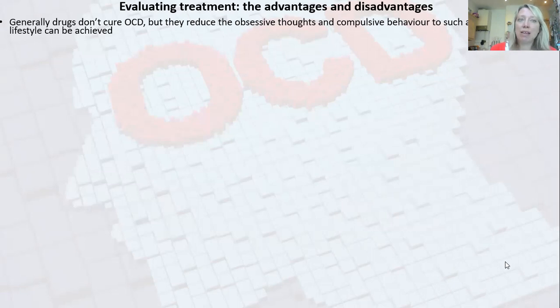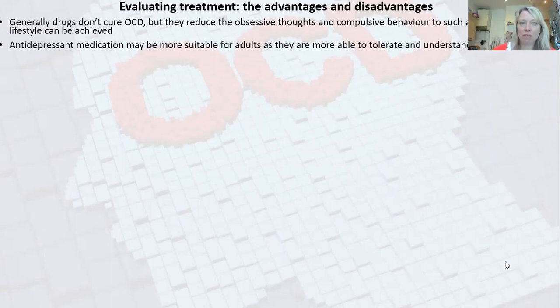So the first thing to think about is that drugs don't cure OCD, but they reduce obsessive thoughts and compulsive behaviours, so that a normal level of life activities can be resumed. So nobody thinks that they are curative, but they manage symptoms. The medications, however, like SSRIs and tricyclics, might be more suitable for adults, because adults are just more able to understand side effects and whether or not that trade-off between side effects and impact is worth it. And also they're able to tolerate side effects.